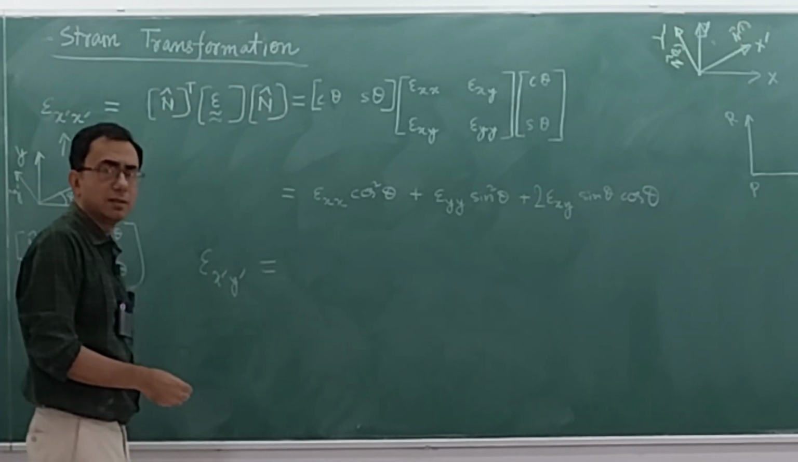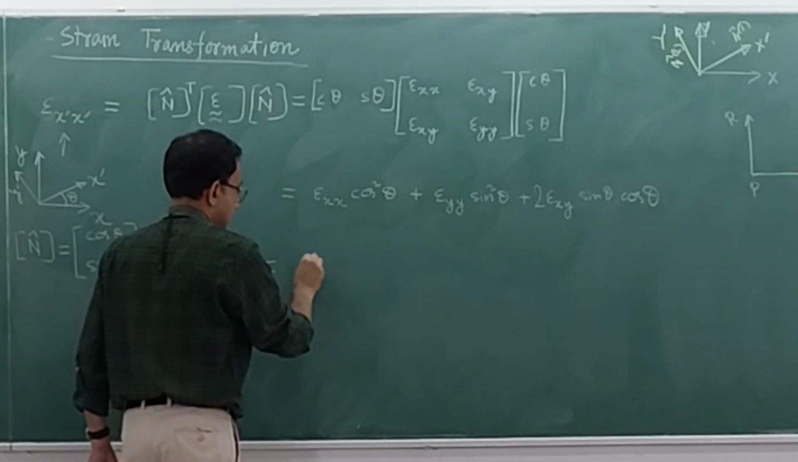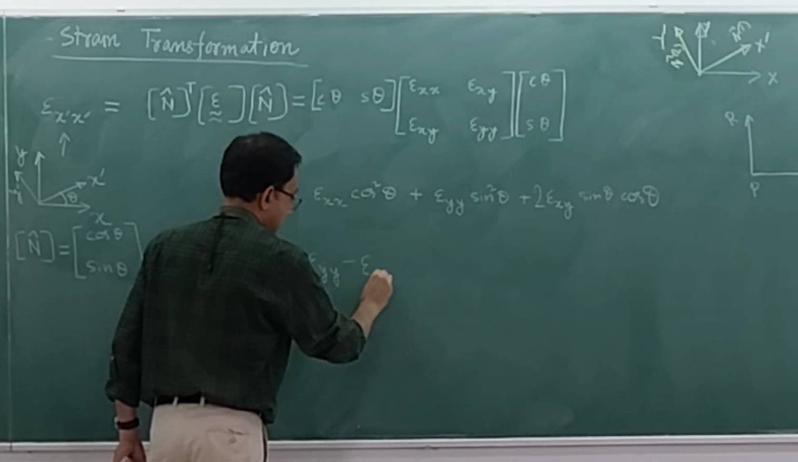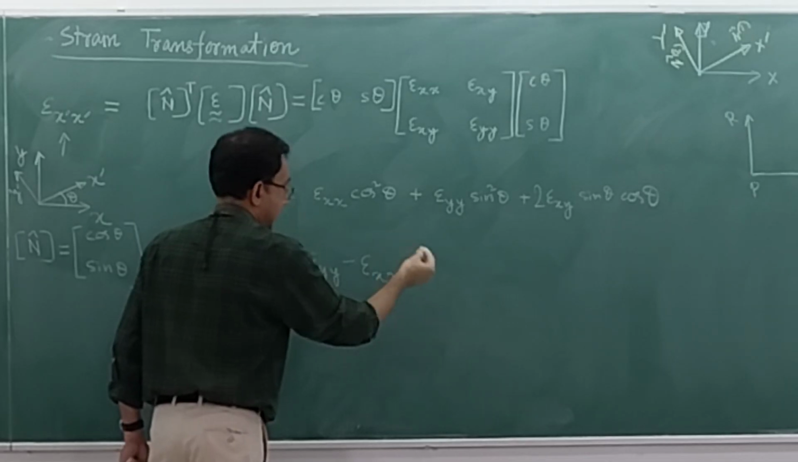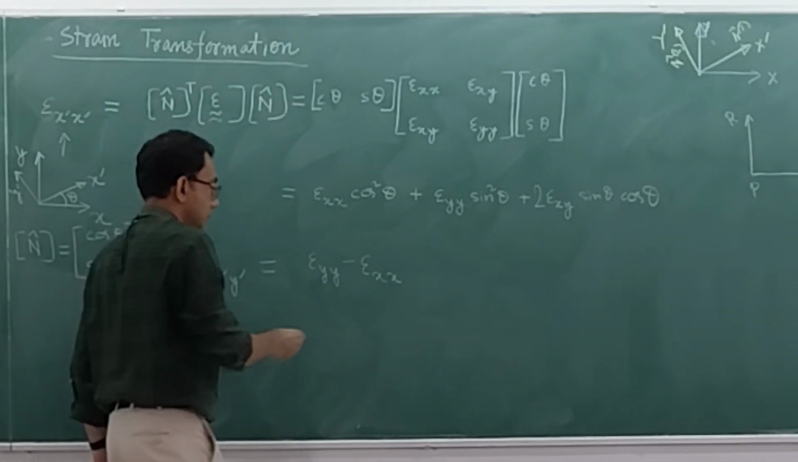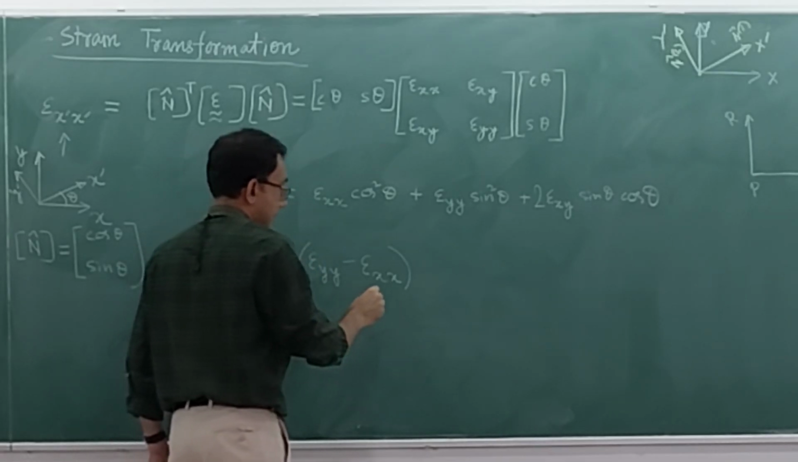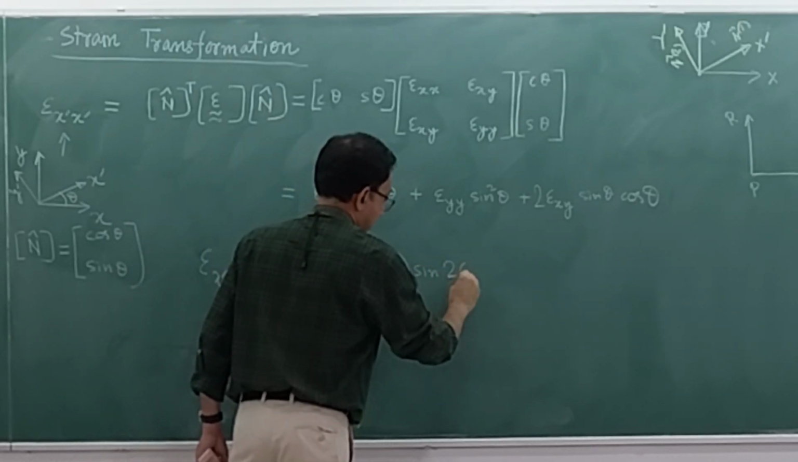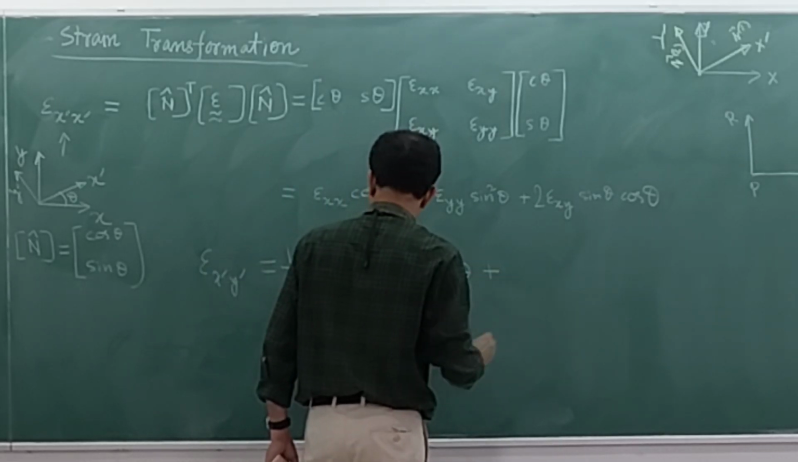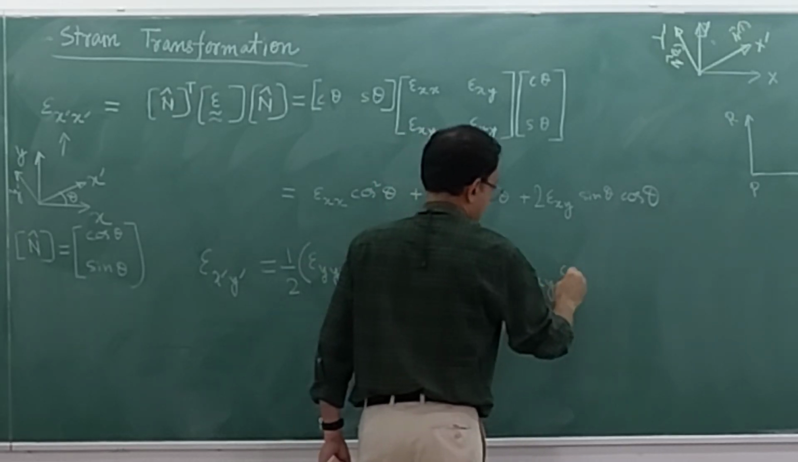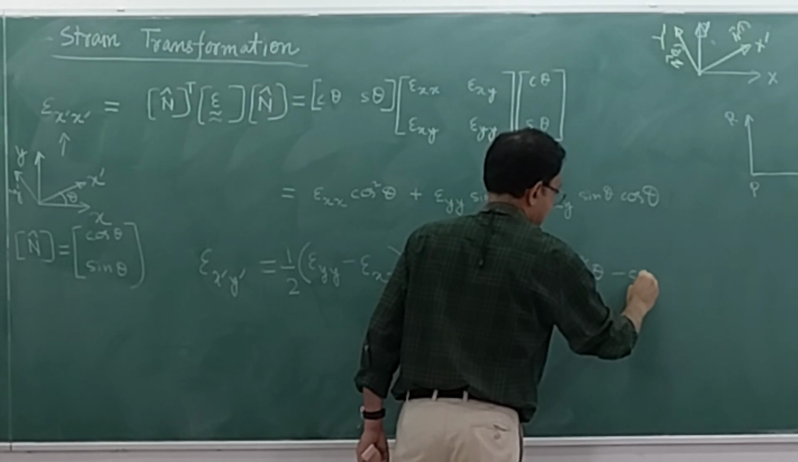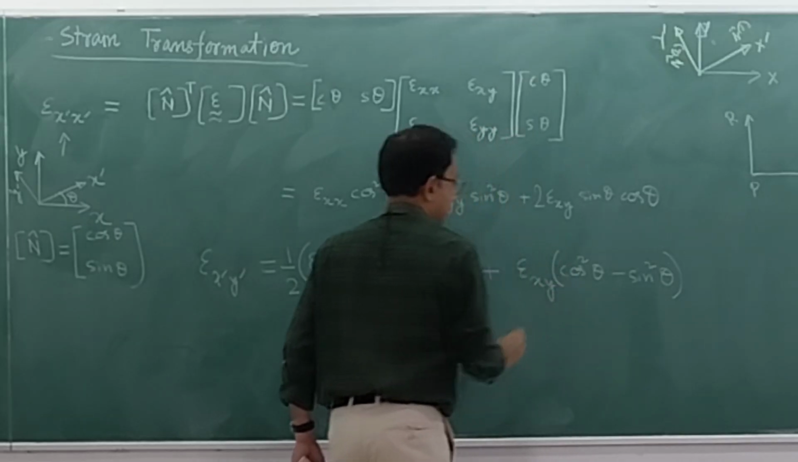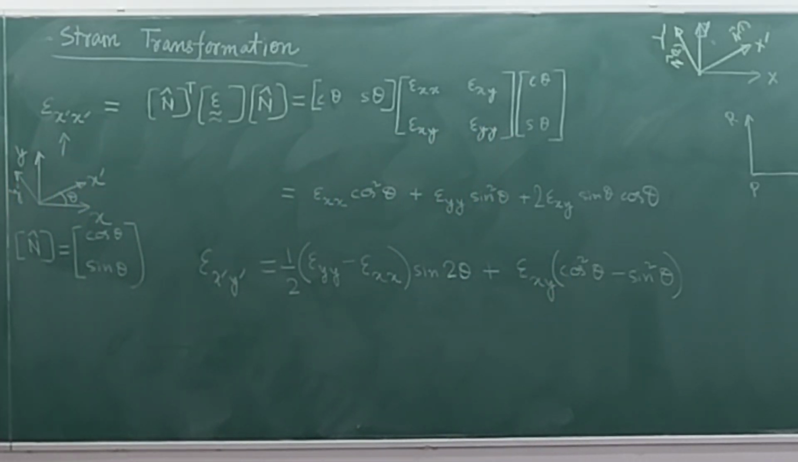Epsilon yy minus epsilon xx. Alright, tell me in terms of these things now. Into sine by 2 sine theta. Okay, epsilon xy plus epsilon xy cos 2 theta. Okay, so that's it. These are the strain transformation formulas.